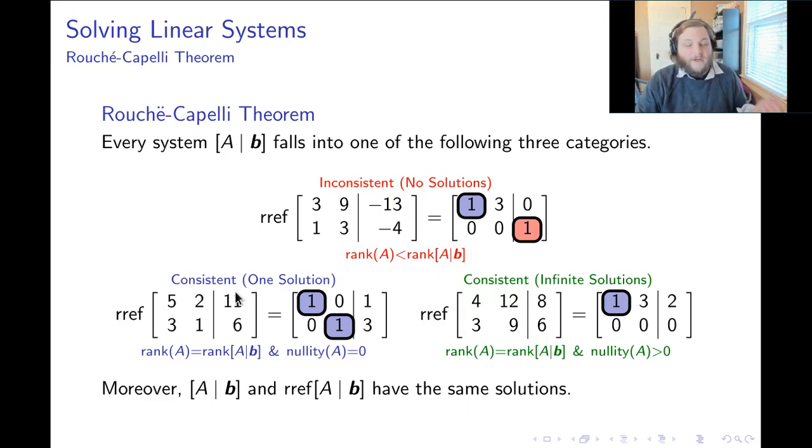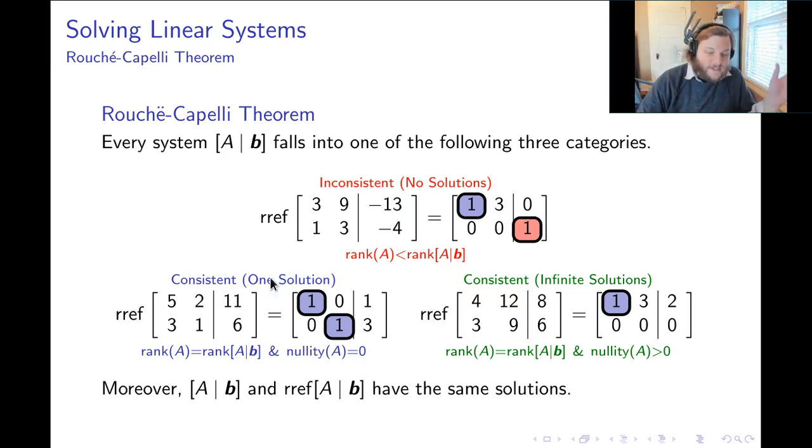The other 2 categories are the consistent categories. Consistency means that the rank of the coefficient matrix equals the rank of the augmented matrix. Because for consistency, adding on the augmentation should not change the rank because I won't be adding a pivot. But there's 2 categories of consistency.